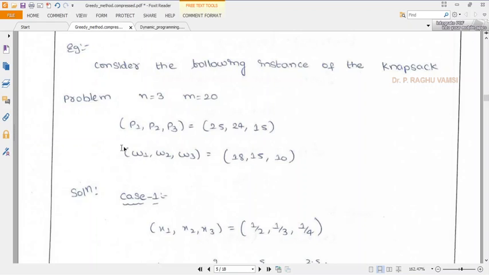That means whenever you place the first item, its weight is 18 and the profit you earn is 25. Like that, we have the three items with their corresponding weights and profits.